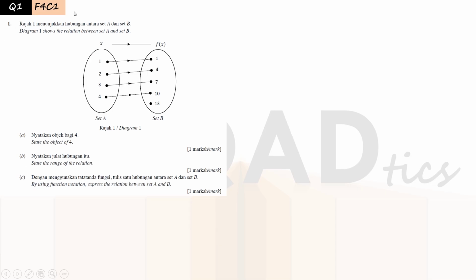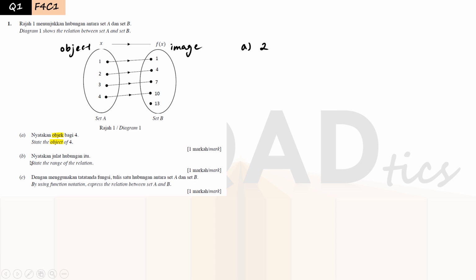This paper starts off with a question from the chapter Functions, and here we have an arrow diagram. In part A, we need to state the object of 4. Let's recall a bit. The things on the left side of this arrow diagram are called the objects. The things on the right side are called the images. Now we are trying to find the object of 4, so this 4 will be the image. If we try to find the object, it would be 2. So our answer would be 2.